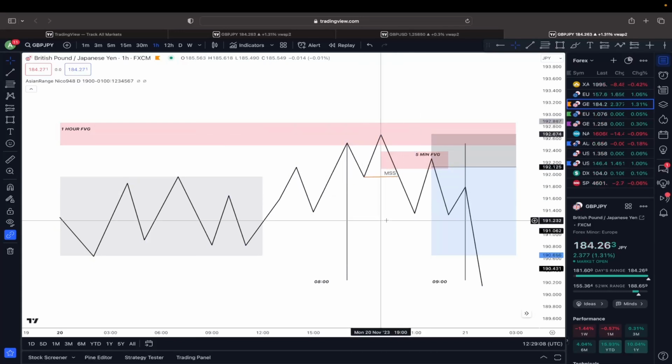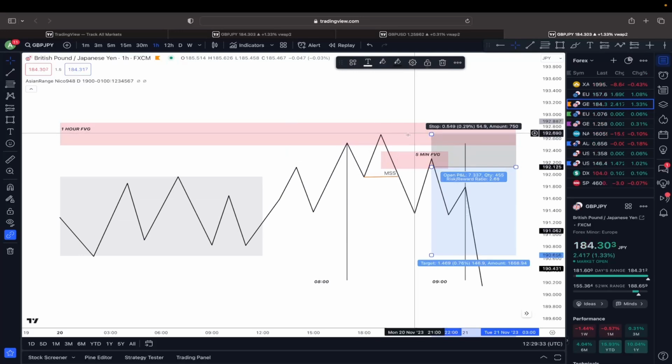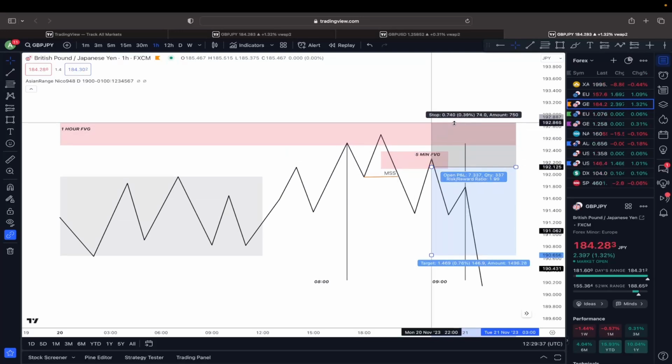After we've had that market structure shift, I want there to be a retracement into a fair value gap of the time frame that you've chosen to drop down to. So if you're on the 1 minute, you're looking for a 1 minute fair value gap, 5 minute fair value gap, and so on. After I get that tap back into that fair value gap, I am going to simply enter into a sell. My stop loss will be at the previous high, or even the high of that 1 hour, or even the top of the 1 hour fair value gap.